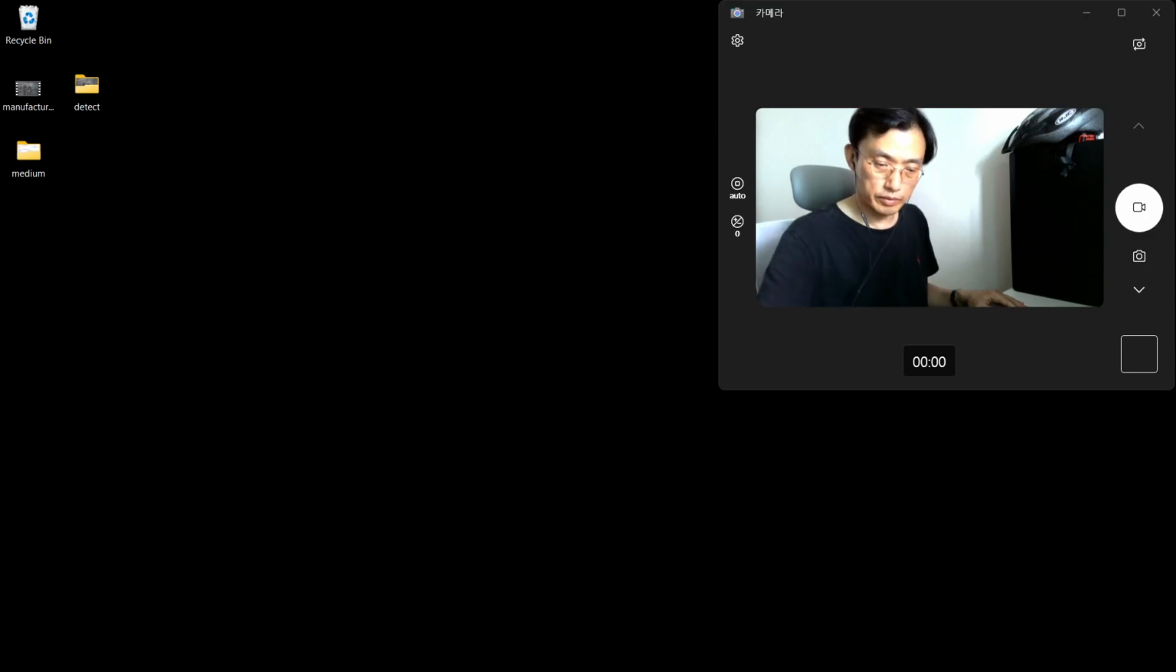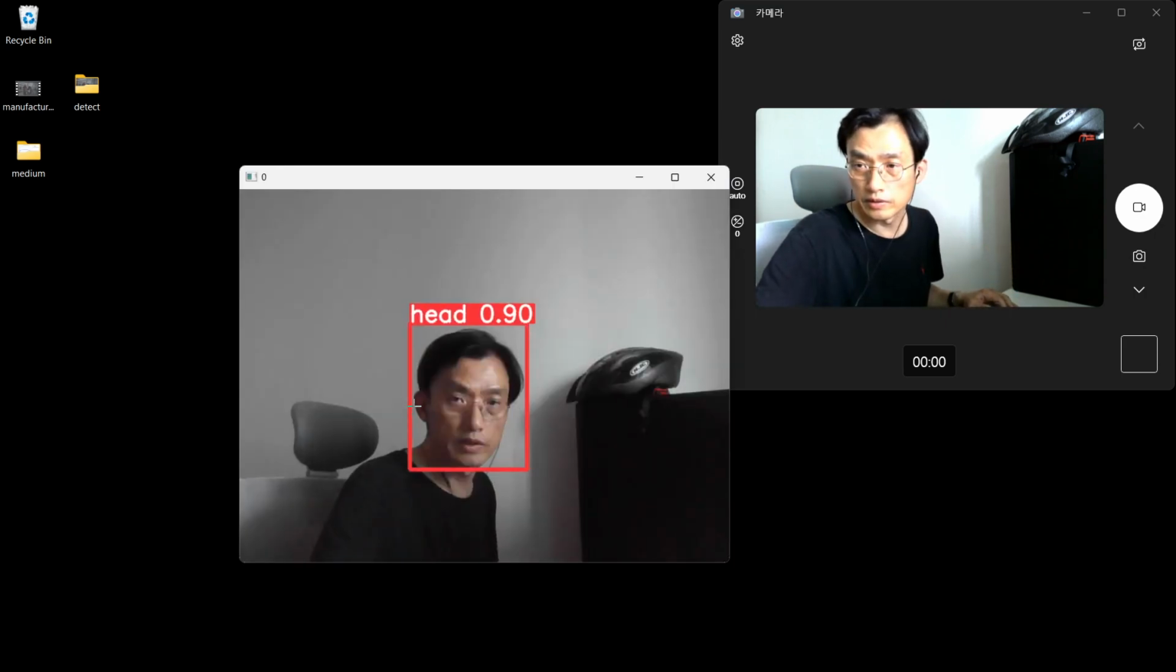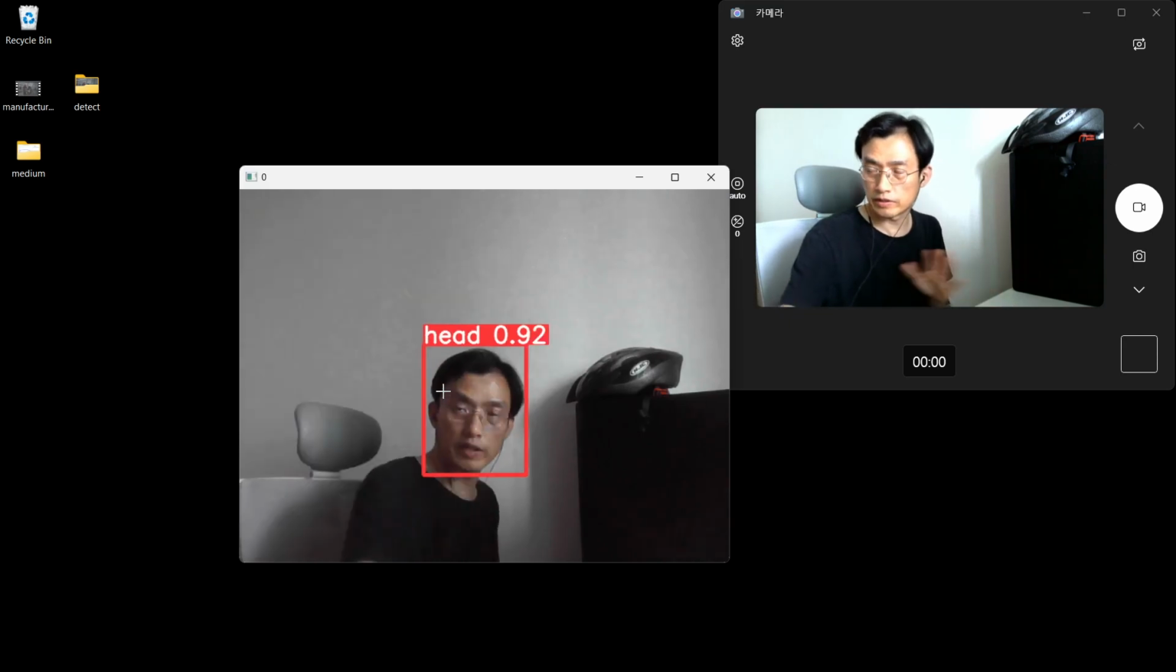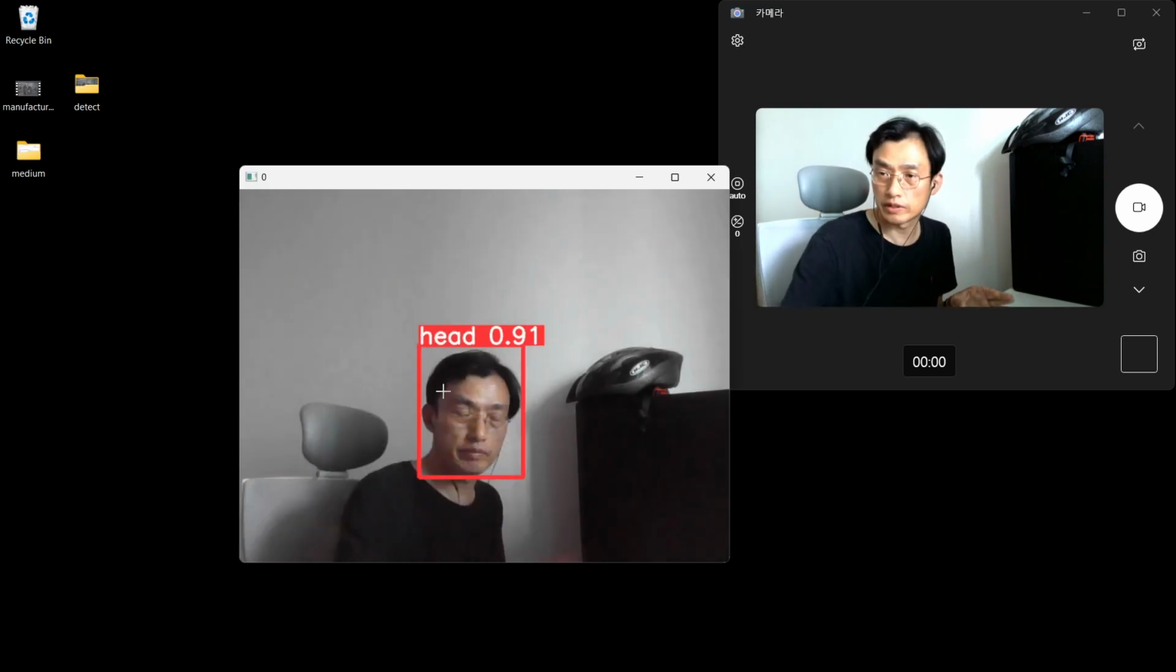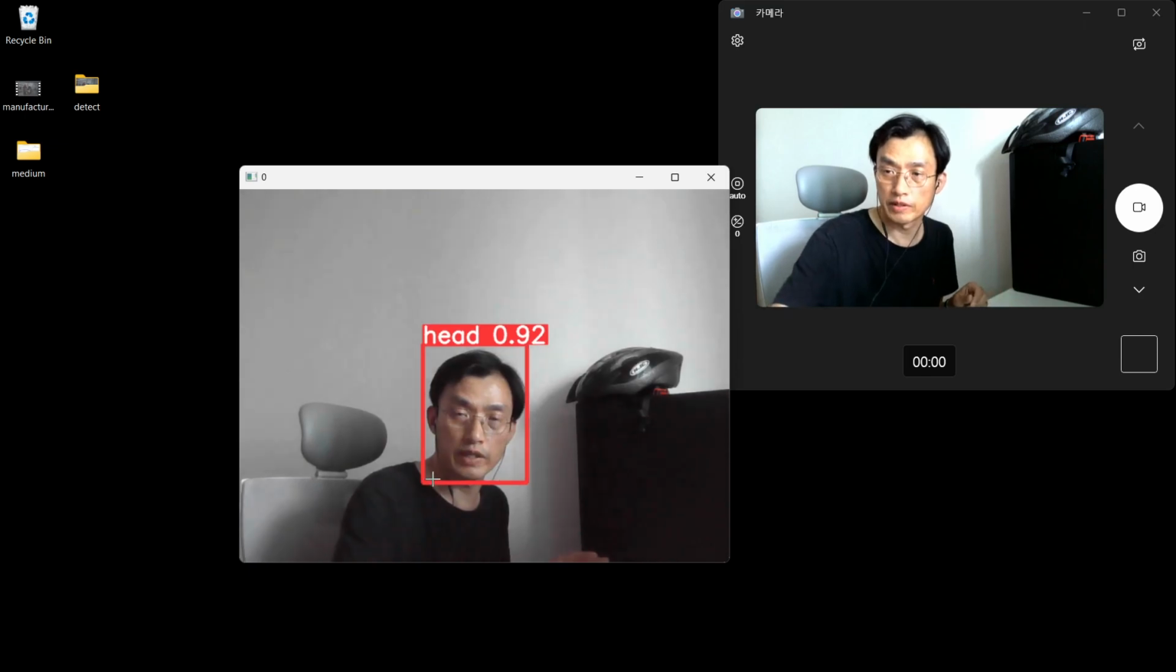This video is about a hardware detection system. The AI detects a person with a helmet and without a helmet. I'm running two cameras for now. One camera is just showing my face, and the other one is the AI camera.